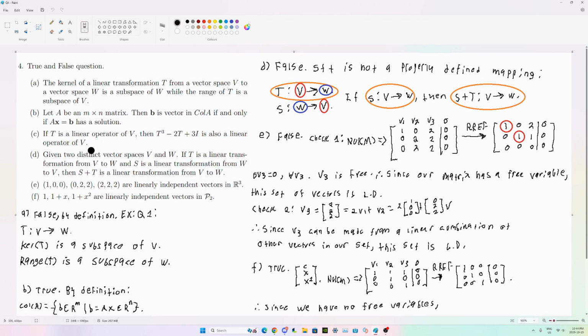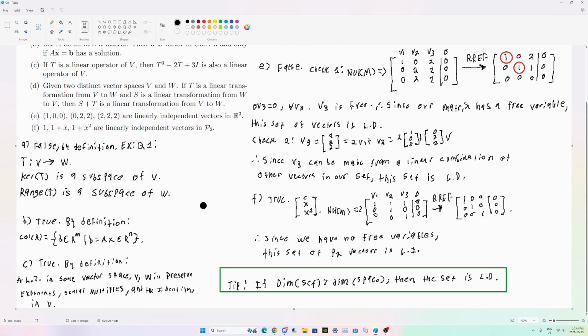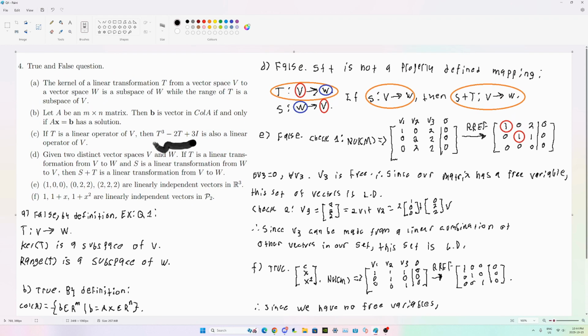If T is a linear operator on V, then T cubed minus 2T plus 3I is also a linear operator on V. This is also true once again by definition. We can say that a linear transformation on some vector space V will preserve exponents, scalar multiples, and the identity properties in V, where these are all pieces that we've used over here.